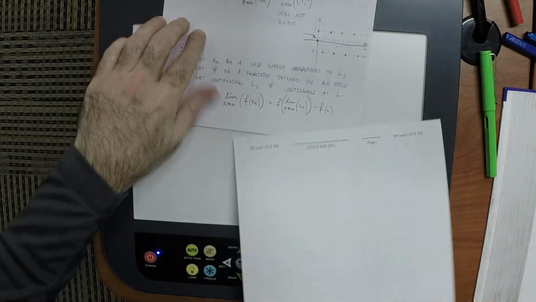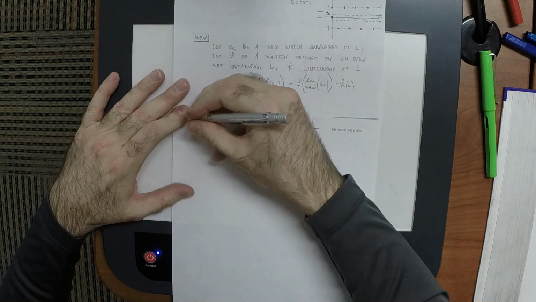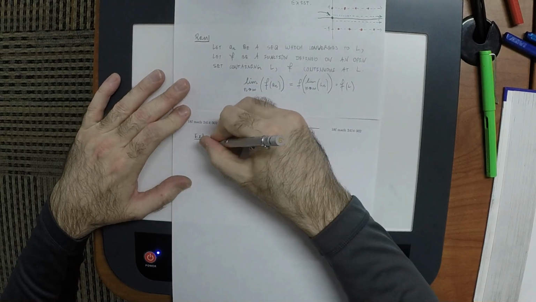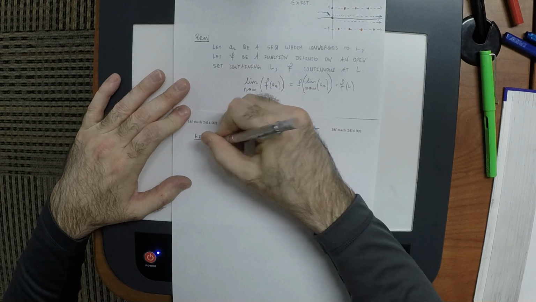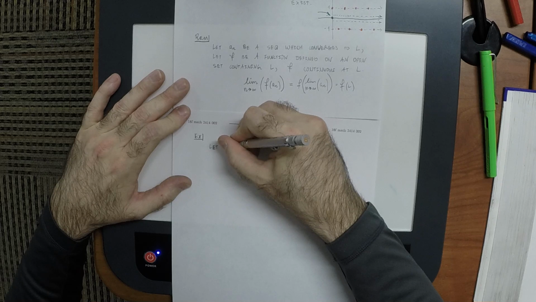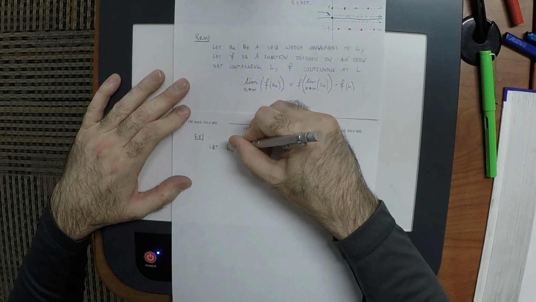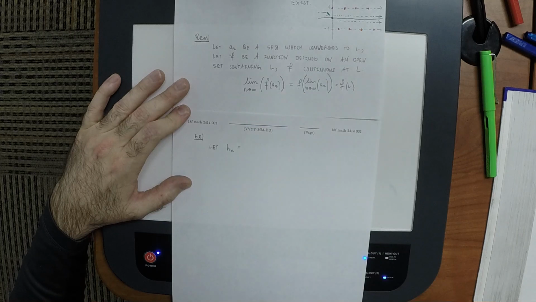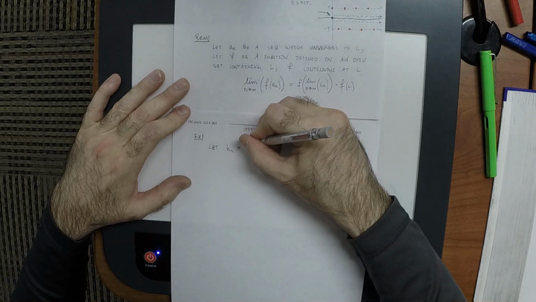So an example of this would be something like this. I could say let h_n be say, I don't know. Let me think.